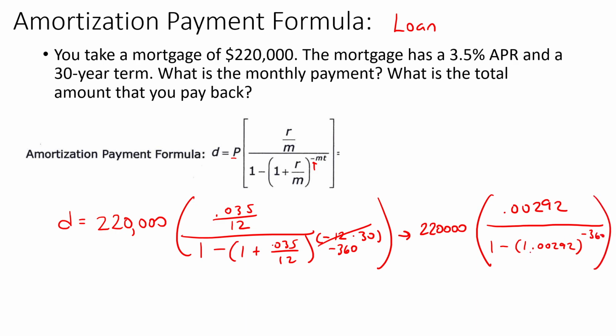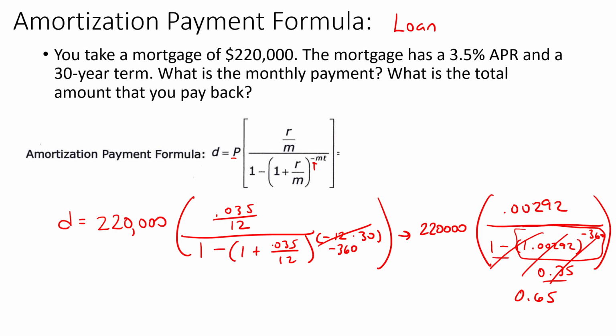Okay, with the bottom now, you just got to be careful. Do this and then write that decimal down. So let me write that 1.00292 to the negative 360. Write that decimal down. So 0.35 if we round off. Okay, then do 1 minus that number. So you get 0.65. So all of that just calculates down to this.